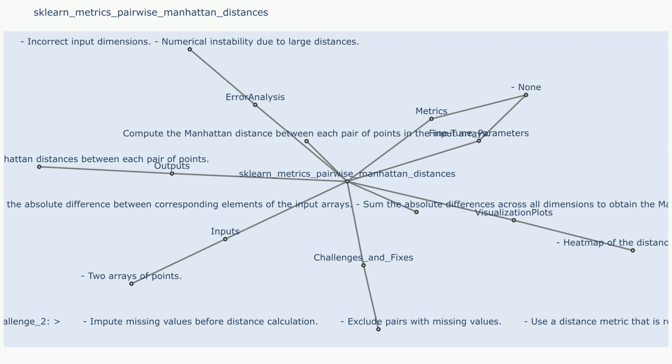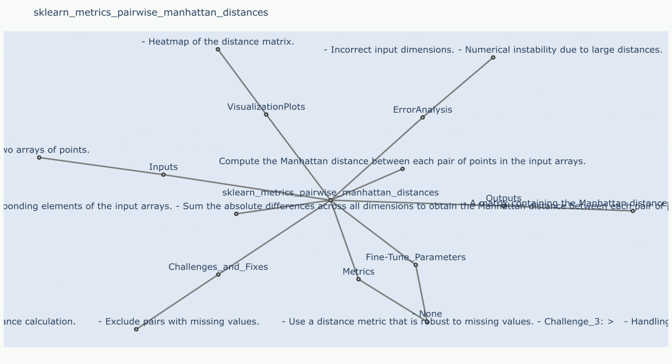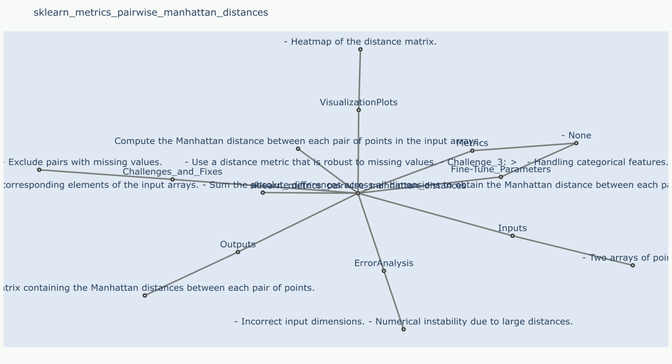Inputs. X, a 2D array of data points with shape (n_samples_1, n_features). Each row represents a data point, and each column represents a feature. Y, a 2D array of data points with shape (n_samples_2, n_features). Each row represents a data point, and each column represents a feature. If Y is not given, it will be set to X.